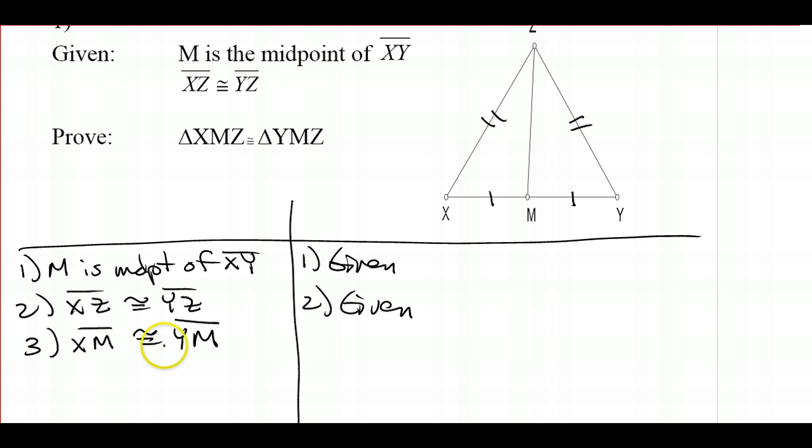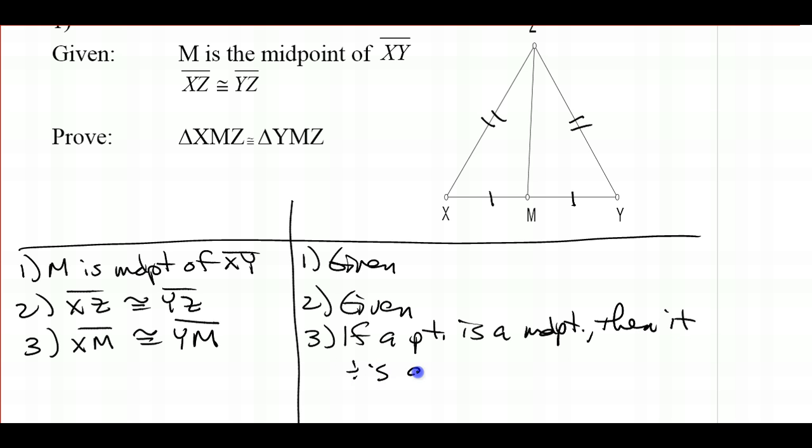And you notice how I named these in a corresponding order because we're trying to get these two triangles congruent. And like I mentioned before, the corresponding order that I name these is going to be important to us. So if a point is a midpoint, then it divides a segment into two congruent segments.